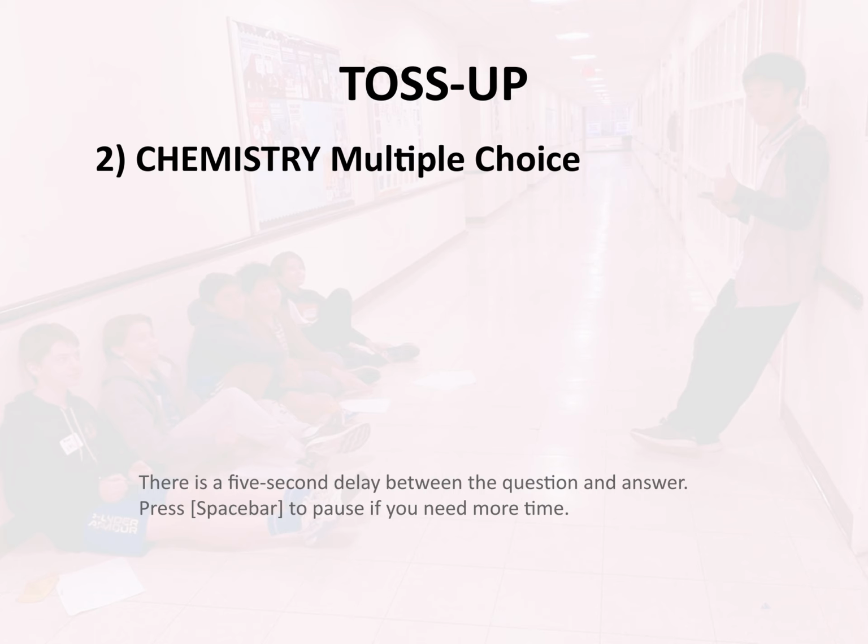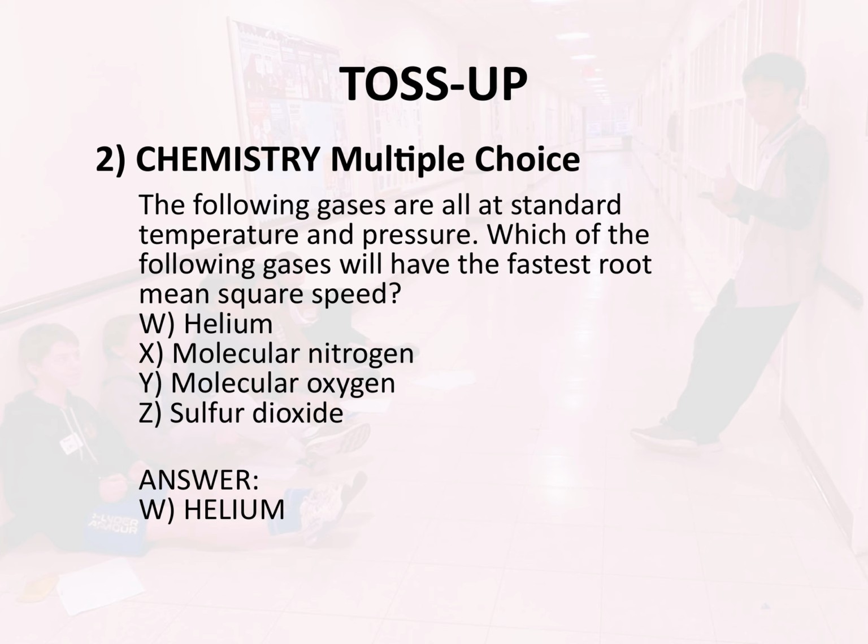Toss-up 2. Chemistry. Multiple choice. The following gases are all at standard temperature and pressure. Which of the following gases will have the fastest root mean square speed? W. Helium, X. Molecular nitrogen. Y. Molecular oxygen. Z. Sulfur dioxide. Answer. W. Helium.